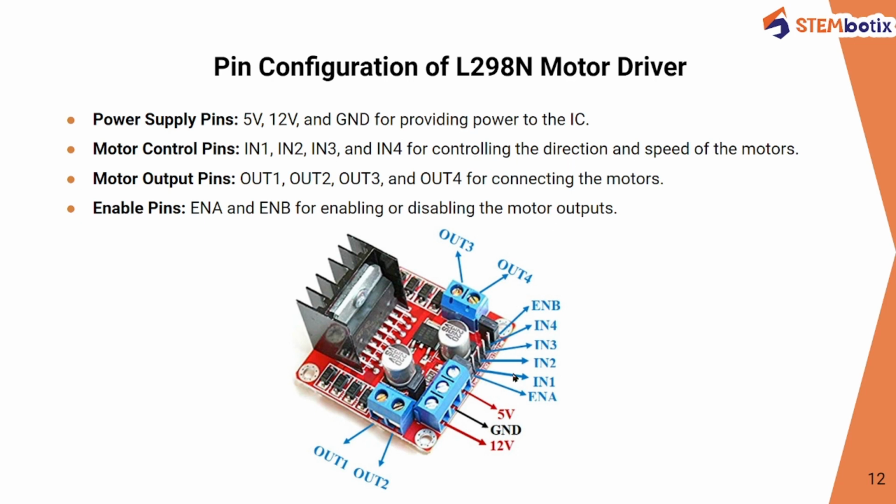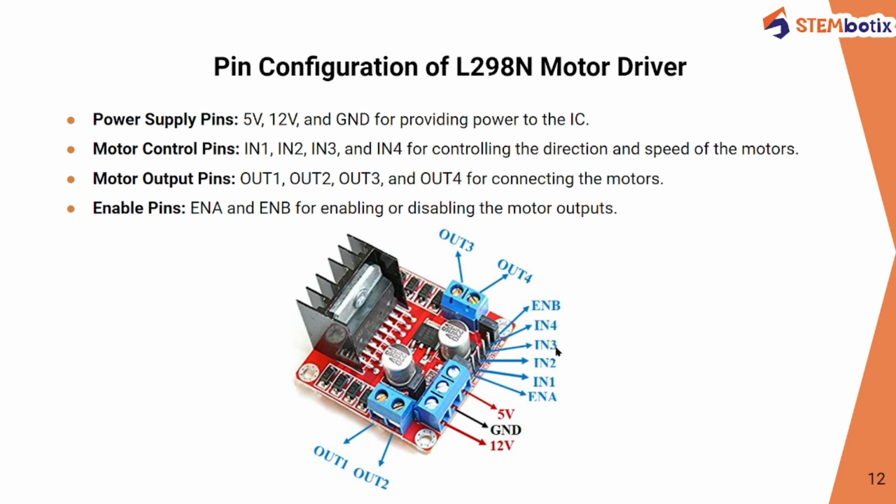The module has two direction control pins for each motor: IN1 and IN2, while IN3 and IN4 control the spin of the other motor. So IN1 and IN2 are for motor A, and IN3 and IN4 are for motor B.